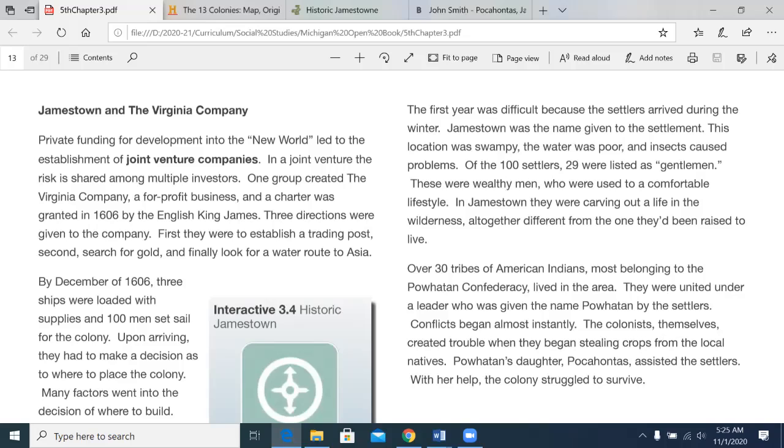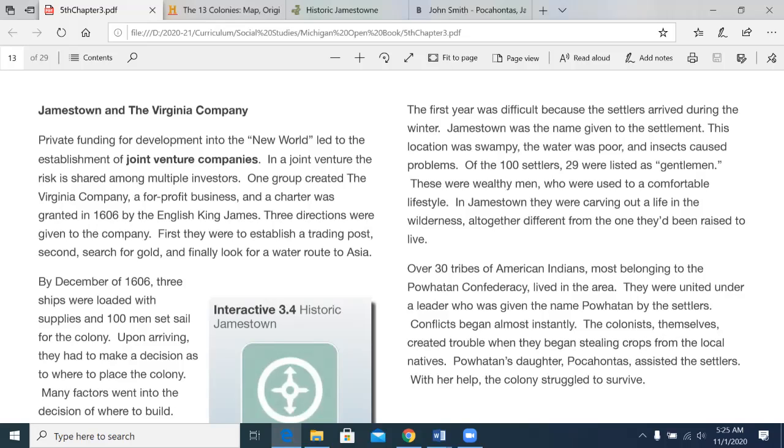So joint ventures is no different than companies today where you buy stock in. It would be the equivalent of everyone in our class throwing $5 in to start a company. We might all lose our $5, but it's a little bit easier to bear losing $5 than if we lost the entire $80 by one person.